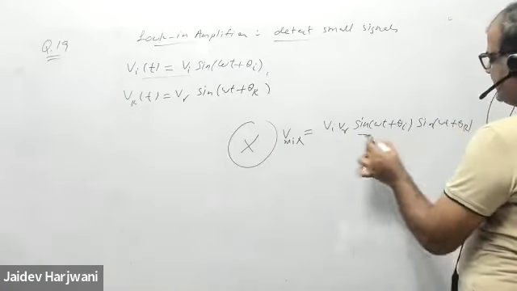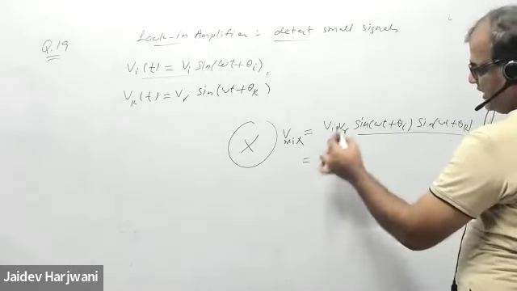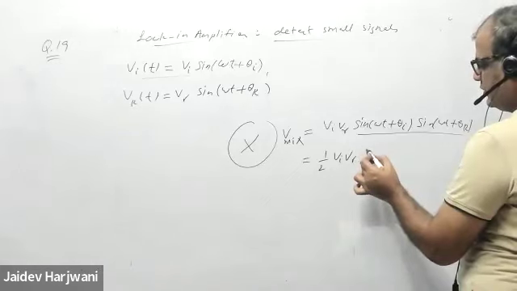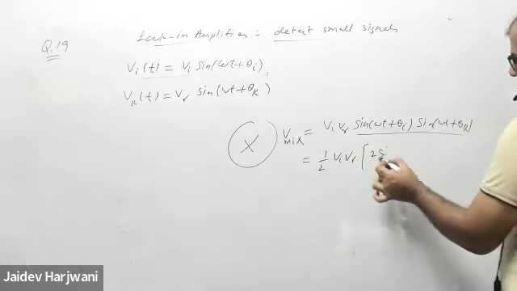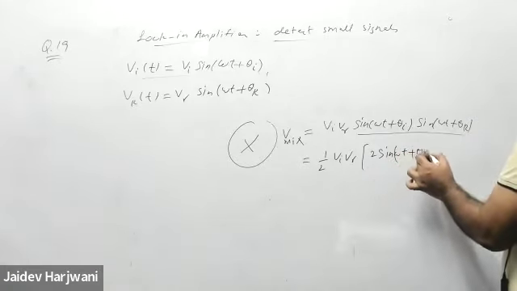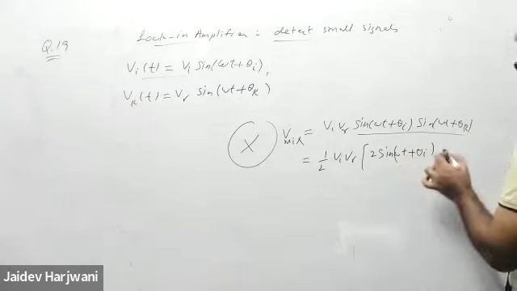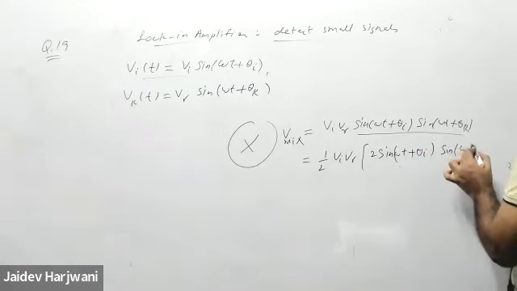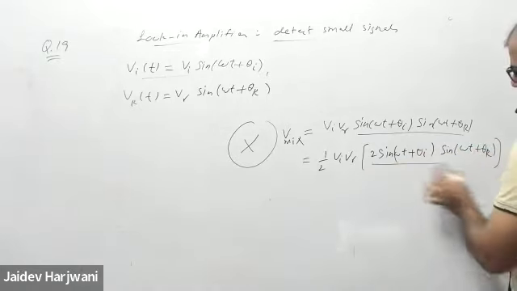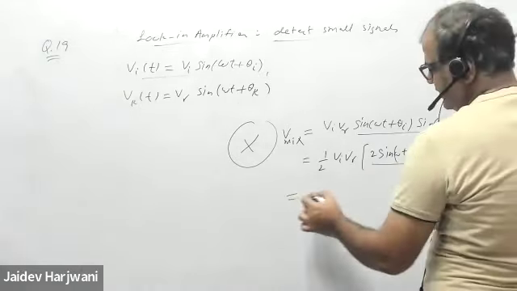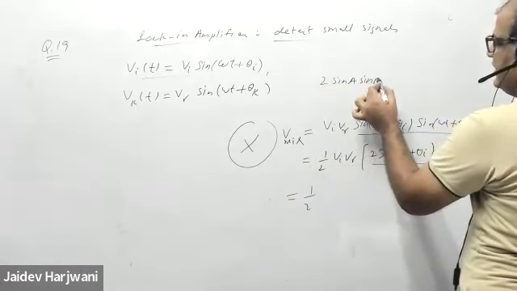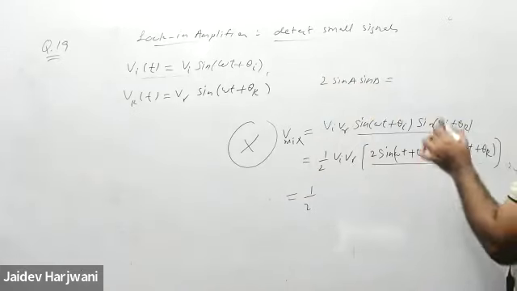Now this is a sine A, sine B type of equation. I can multiply and divide by half and multiply by 2. So this becomes 2 sine omega t plus theta i, into sine omega t plus theta r. Now this is 2 sine A sine B. What is the formula for 2 sine A sine B? Tell me what the formula is.